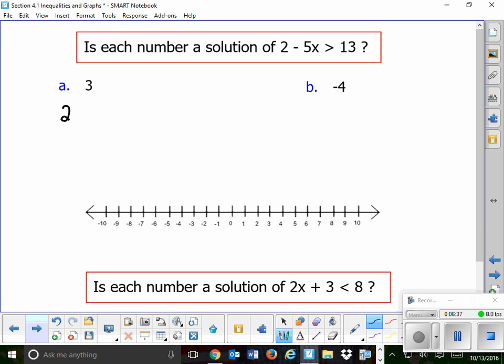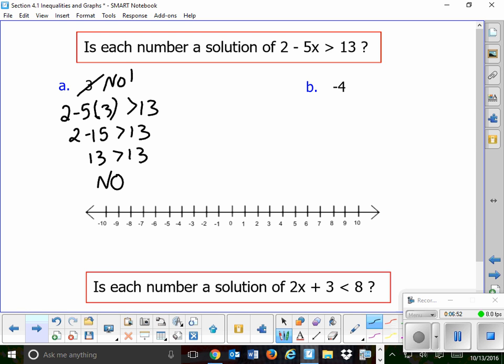So 2 minus 5 times 3 is greater than 13. Is 2 minus 15 greater than 13? Is -13 greater than 13? The answer is no. So is 3 a solution? No, it is not a solution. Okay, that means that is not a number that makes this inequality true.